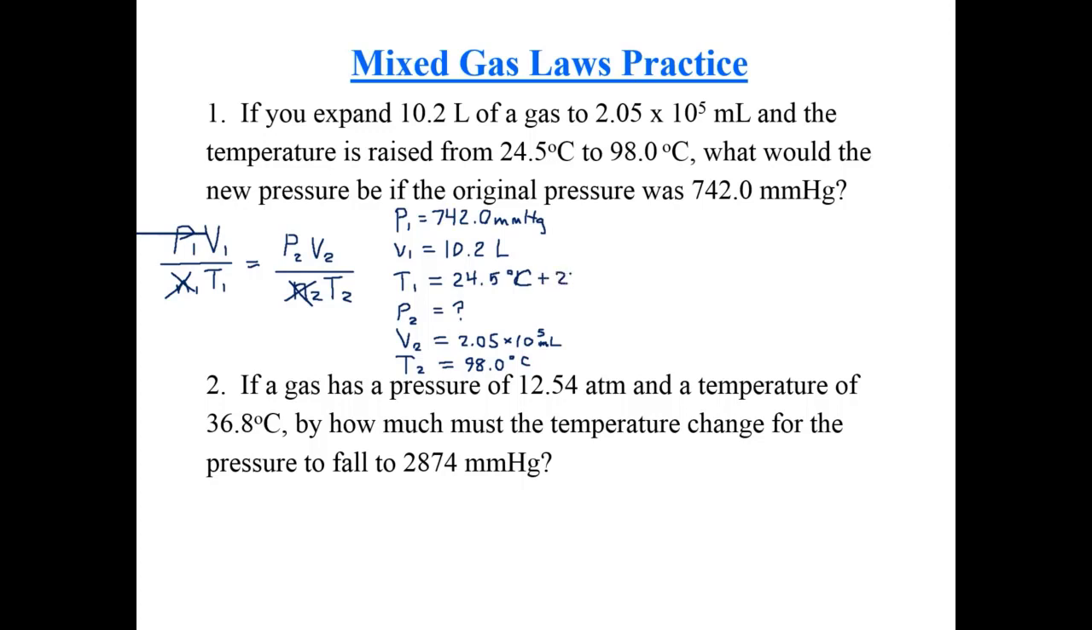So I'll go ahead and add 273 to each one of my Celsius temperatures, and that's going to give me 297.5 Kelvin here. And if I add 273 here.